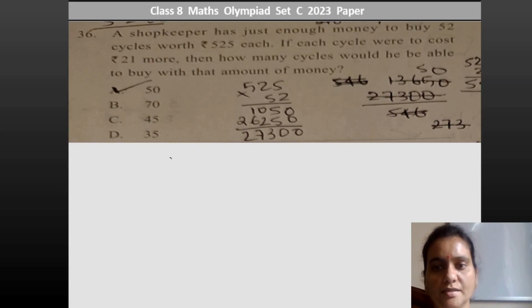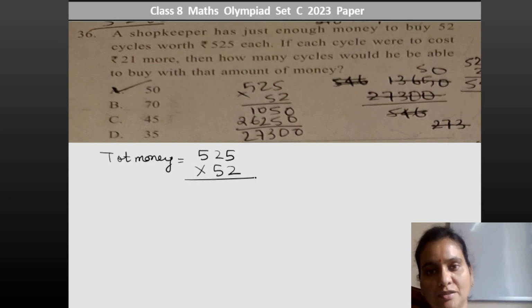Now question number 36 says, a shopkeeper has just enough money to buy 52 cycles worth rupees 525 each. If each cycle were to cost rupees 21 more, then how many cycles would he be able to buy with that amount of money? So he has exact money with which he can buy 52 cycles at 525 each. So first let's calculate the total money that he has. That will definitely be 525, the cost of one cycle, into 52 cycles which he can buy with the money he has.